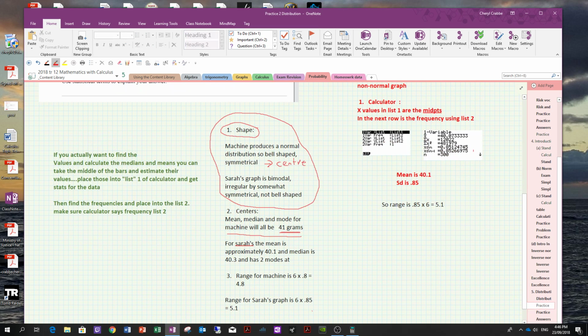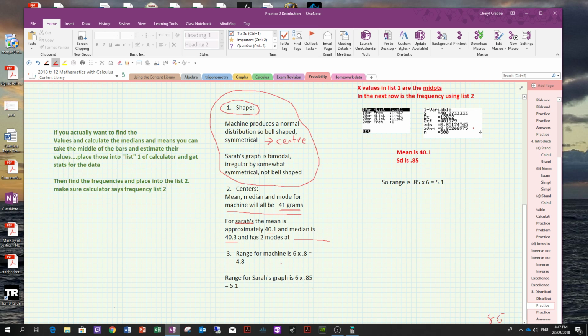So the mean, the median, and mode for the machine for the center for the normal distribution is 41, but for Sarah's, if we do this method, we get a mean of 40.1, a median of 40.3, and we have 2 modes in different positions. Now you can check out what those 2 modes are just from the graph. But you can see that in comparison with the normal, the mean, median, and mode are all in the same place, whereas in Sarah's, the mean's a little bit smaller than the normal position. It's by about 0.9, and the median is 40.3, and then we have modes. They're all in different places along the graph.